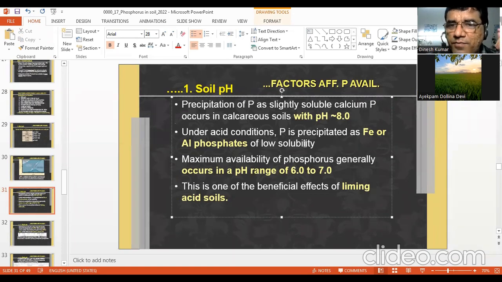Under acid condition, phosphorus is precipitated as iron or aluminum phosphate of low solubility. Here manganese can also be there. Maximum availability of phosphorus generally occurs in a pH range of 6 to 7. This is one of the beneficial effects of liming. If your pH is below 5 and you want to increase the phosphorus availability, then you can add lime.